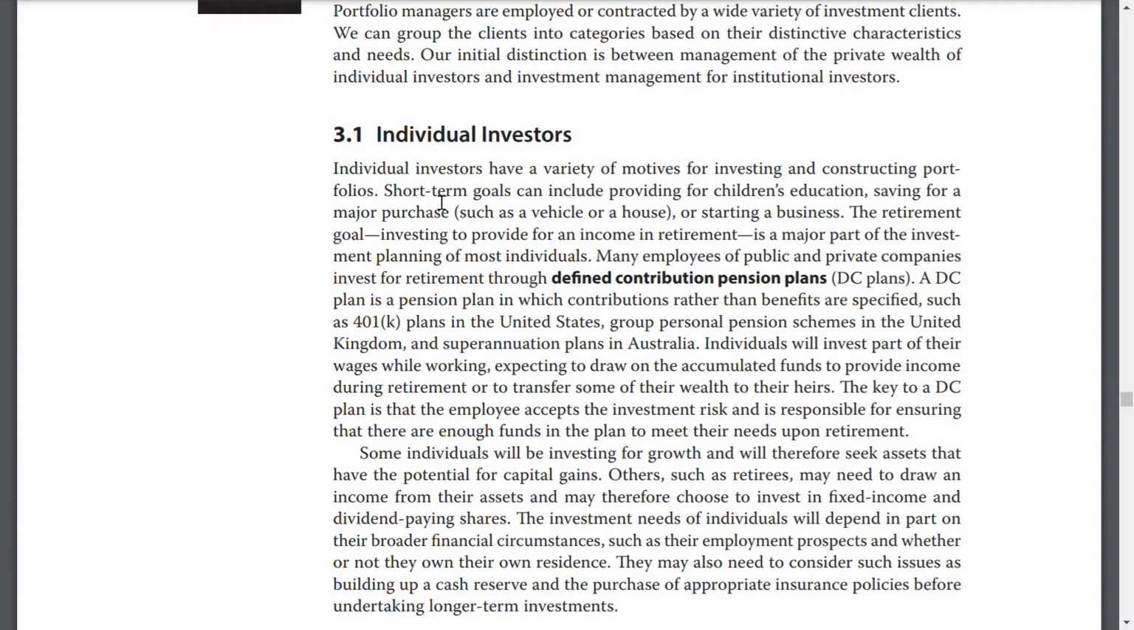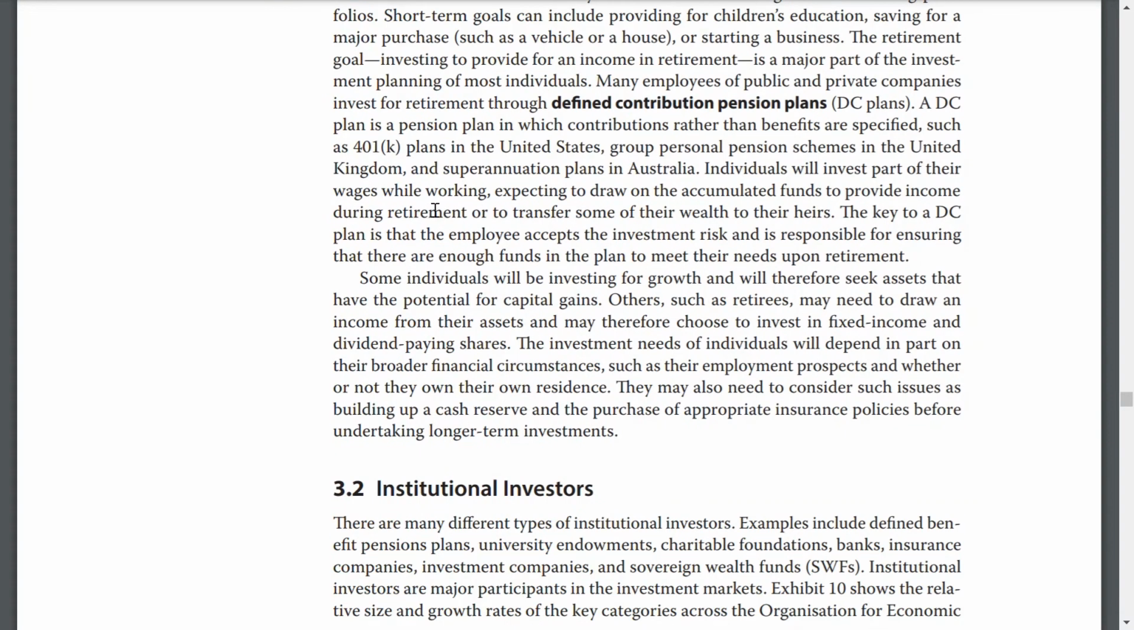The key to DC plans is that the employees accept the investment risk and are responsible for ensuring that there are enough funds in the plan to meet their needs upon retirement. Some individuals will be investing for growth and will therefore seek assets that have the potential for capital gains. Others, such as retirees, may need to draw an income from their assets and may therefore choose to invest in fixed income and dividend-paying shares.